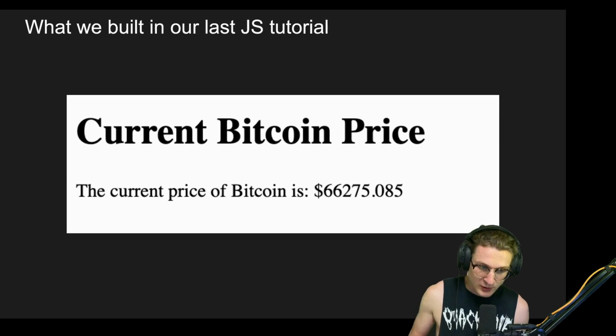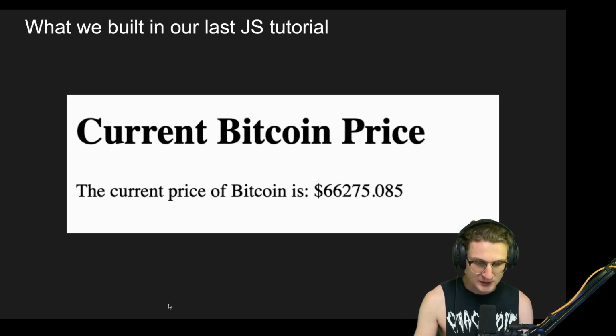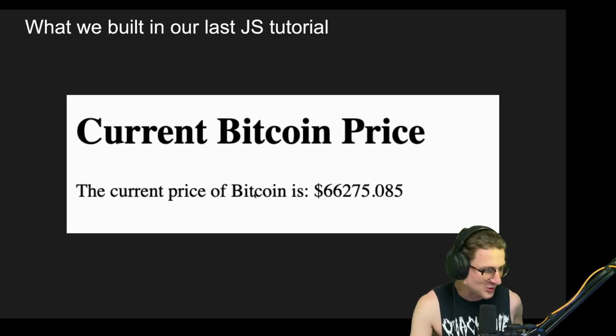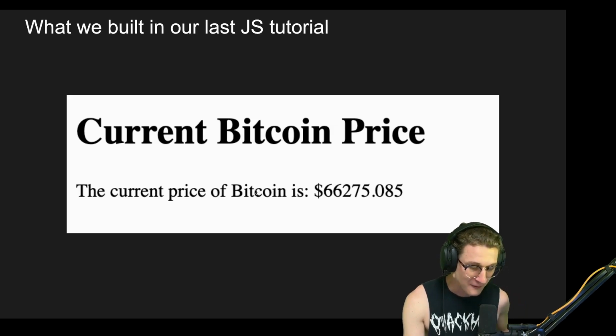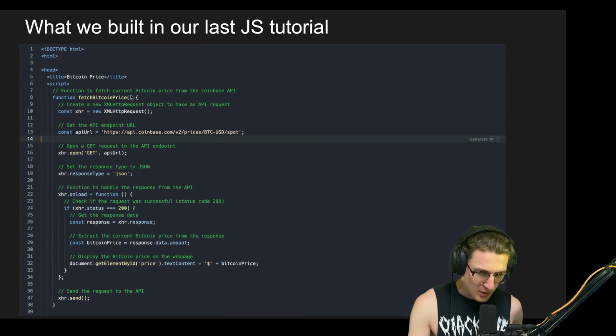Cool. So now we'll just implement the very basic bit of code that we have to add to our project here, but it will demonstrate some of these concepts that we've learned. So what we built in our last JS tutorial, it was this ugly page. It just says current Bitcoin price, and it fetches the current Bitcoin price from the Coinbase API. And so this is basically most of the code.